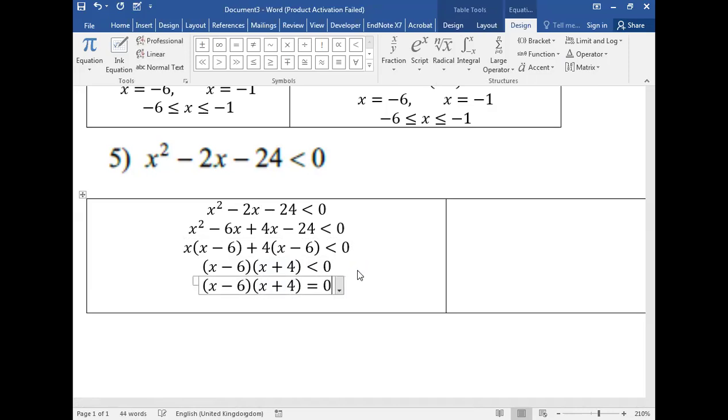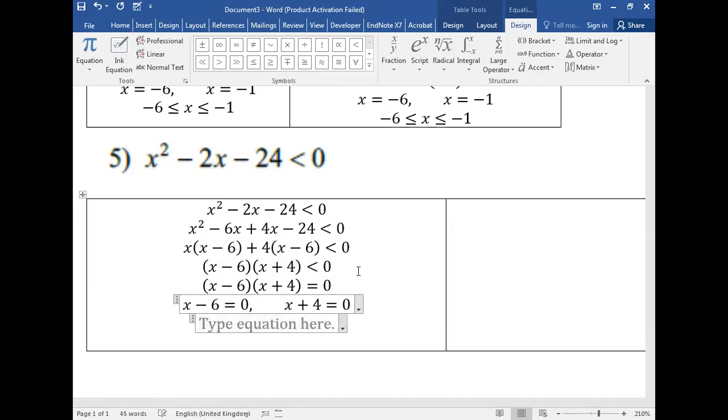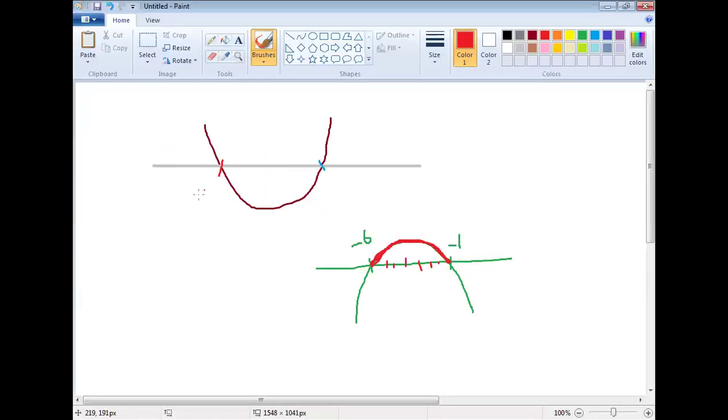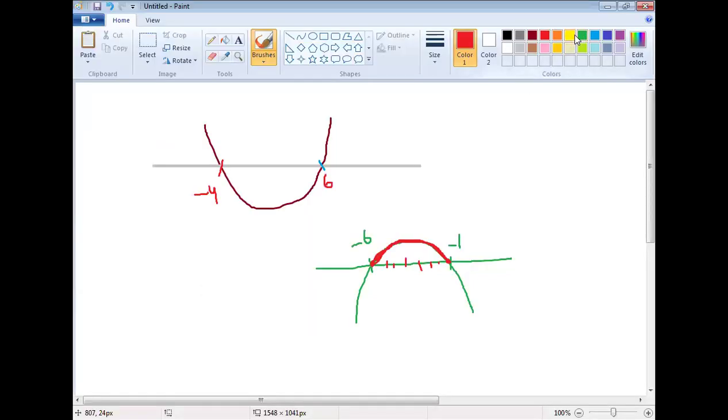Happy face. What will be the critical values? Very good. X is 6 and negative 4. So I draw a happy face, negative 4 over here and 6 over here. Is that right? And I'm searching for the region where my quadratic is less than 0. Is that right? Less than 0. Very good. This is the region I'm talking about.